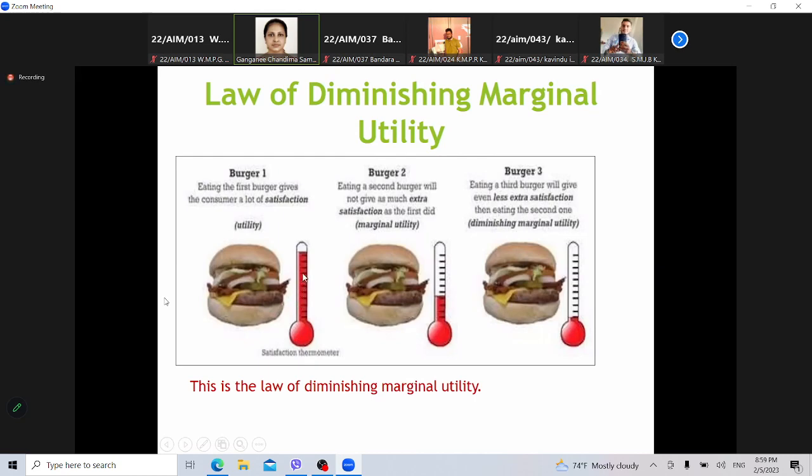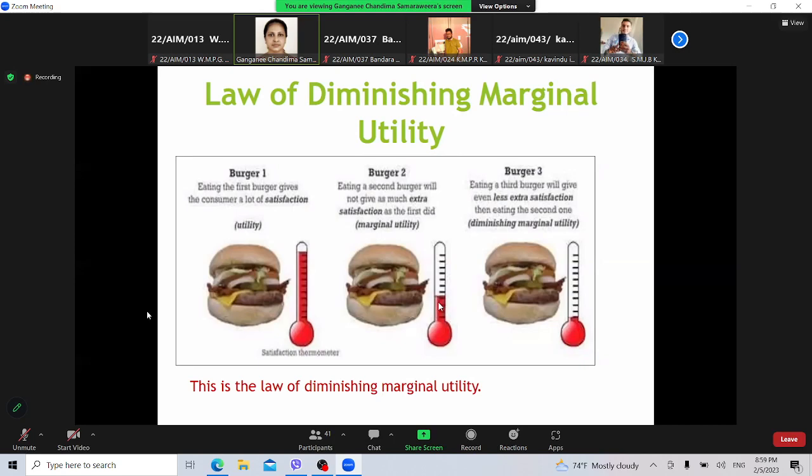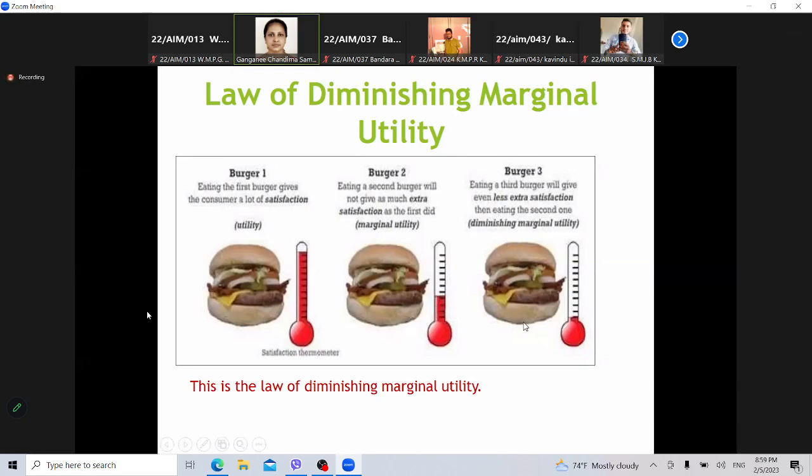Here, high satisfaction, I counted 11 units, if we measure satisfaction by units. But when you add another burger, your hunger is satisfied, so satisfaction gradually decreases, only 4 units. Then another burger, and again very low satisfaction. Let's say the 4th burger, 5th burger, 10th burger. When you are very hungry, maybe till the 10th burger you can have satisfaction. But if you are not so hungry, the 1st burger gives you satisfaction, the 2nd a little, the 3rd a little, and by the 4th or 5th maybe you are vomiting because it is too much for you.